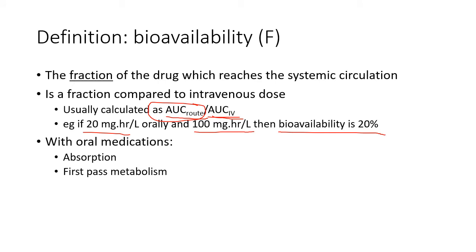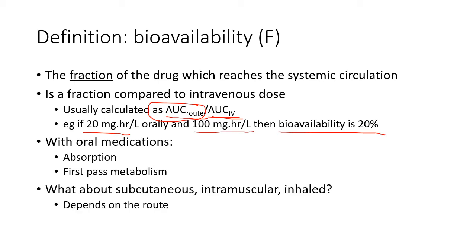With oral medications, there are two important parts of the process. There's firstly absorption, and then there's first pass metabolism past the liver. And what about the subcutaneous, intramuscular, and other routes? Well, it depends very much on the route. You might expect subcutaneous and intramuscular to have 100% bioavailability, but in fact, many times they don't. That's because in the process of making their way from the muscle or the fatty tissue into the systemic circulation, which is plasma, the drug can also be absorbed, metabolized, and other things can occur in the process.